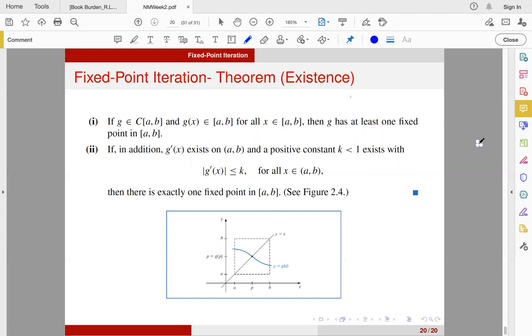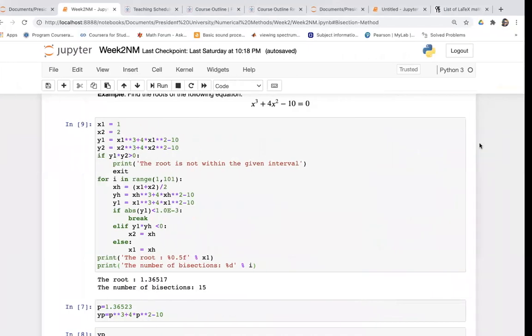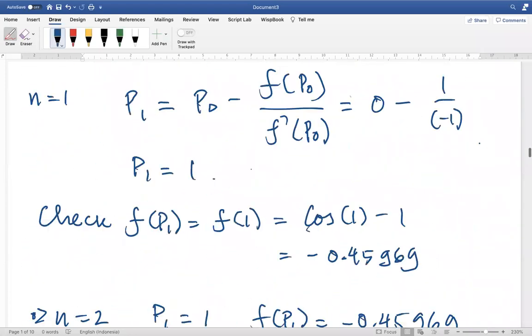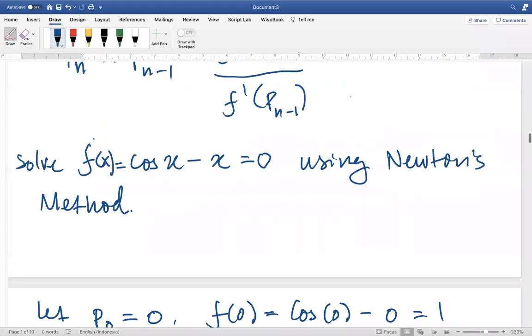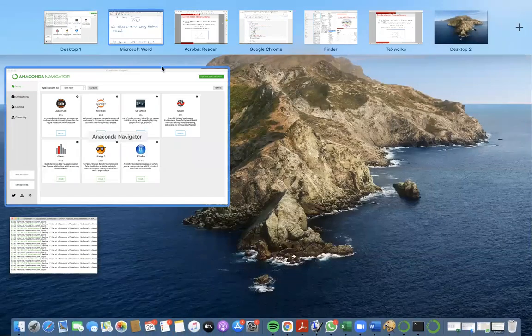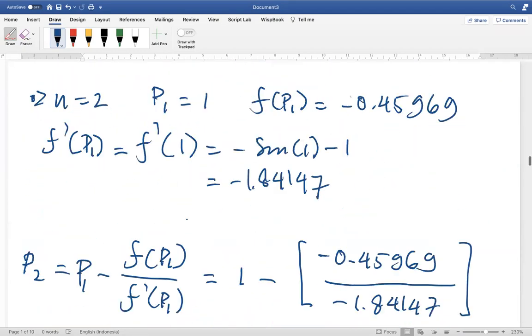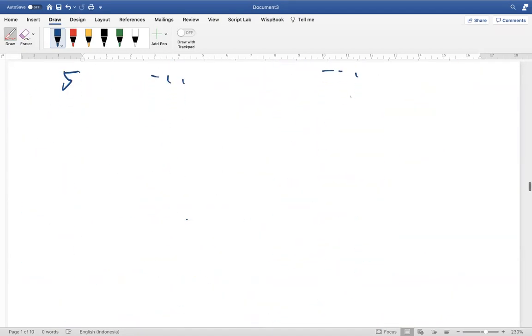Okay, next let's see the example. Previously we already have this example: solve cos x minus x equals 0. Previously we were using Newton. Now we can use the fixed point method.